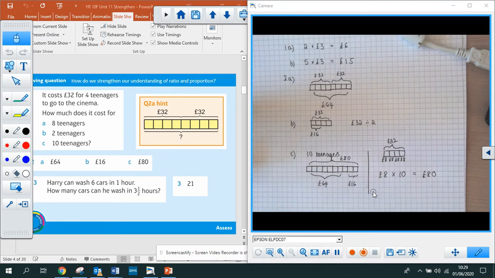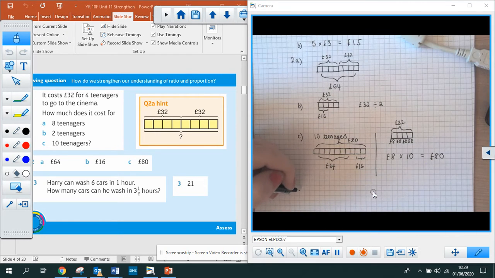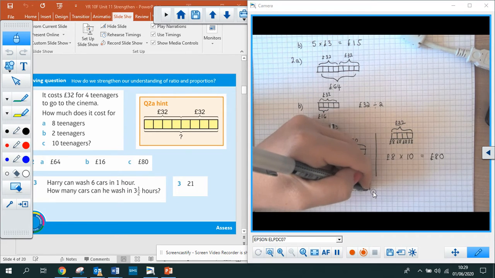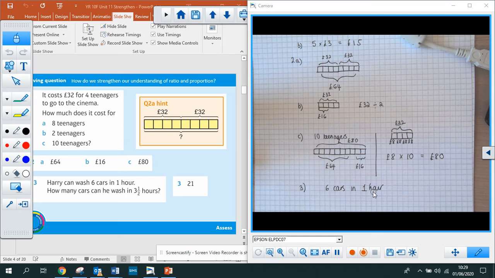Question 3 says, Harry can wash 6 cars in 1 hour. Okay? So 6 cars in 1 hour. That's very quick, I think. How many cars can he wash in 3.5 hours? So 1 hour, he does 6 cars. How many can he do in 3.5 hours?